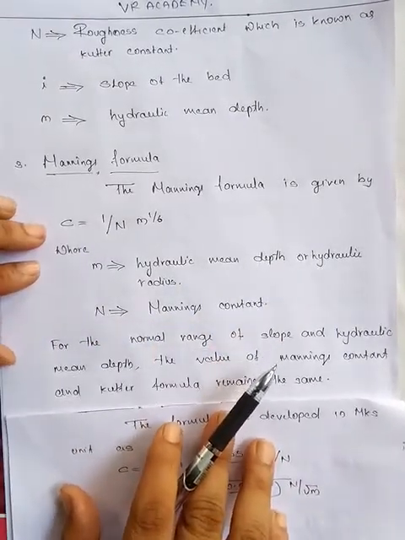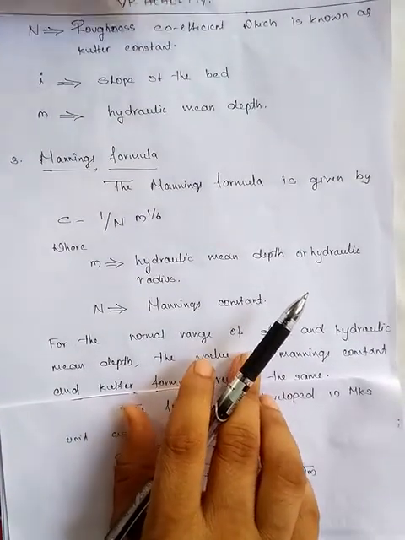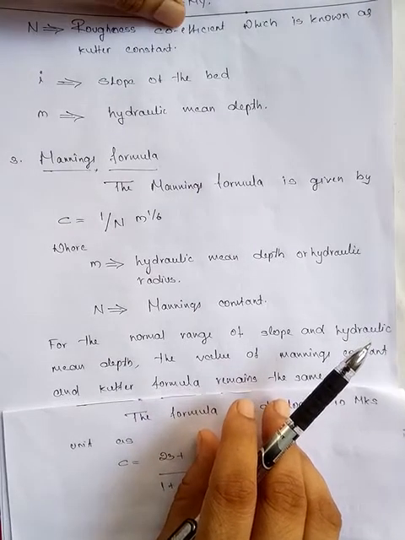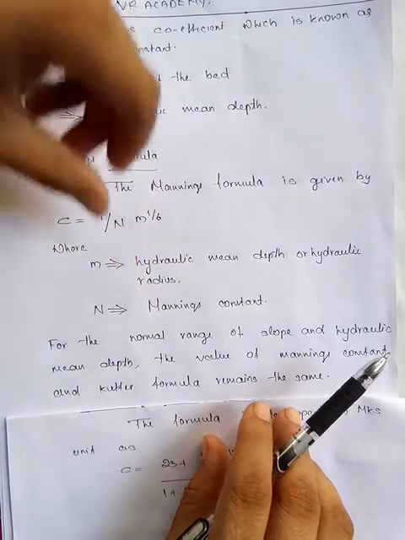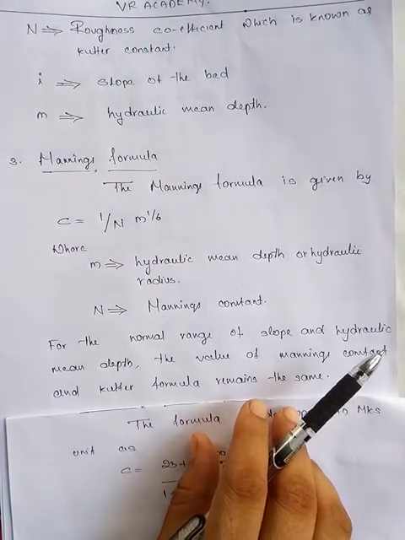One thing is, for the normal range of the slope and hydraulic mean depth, the value of the Manning's constant and the Kutter constant N remains the same.